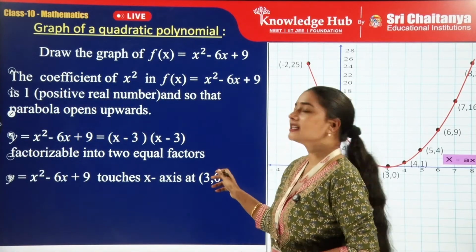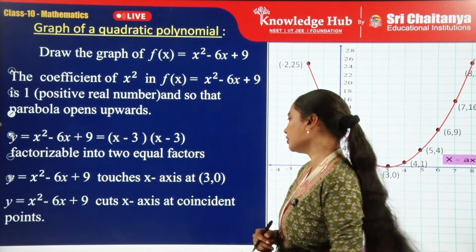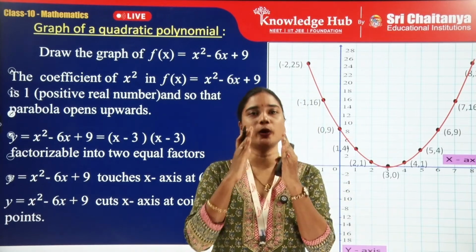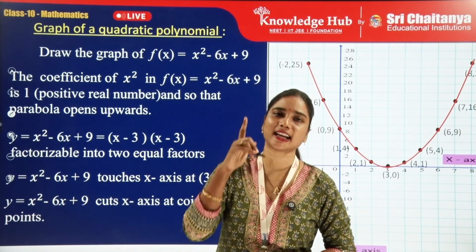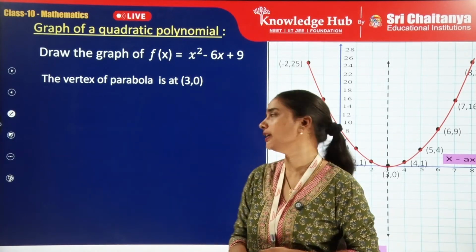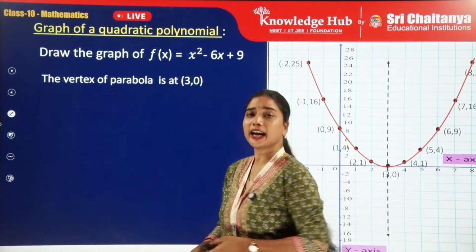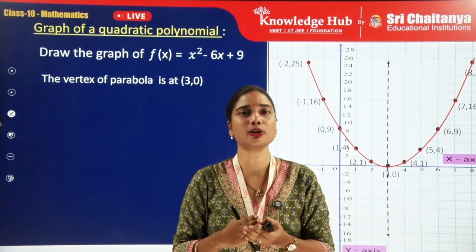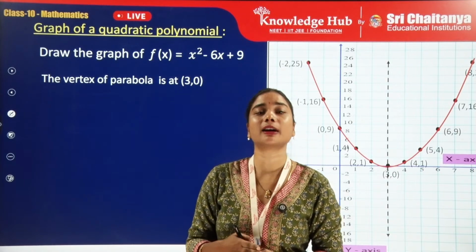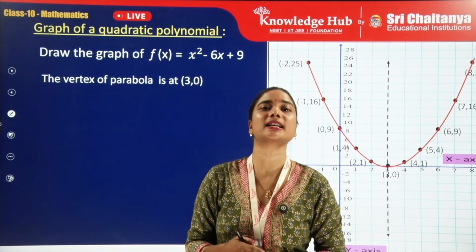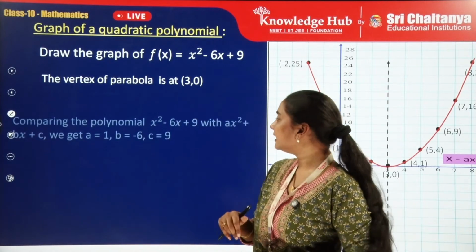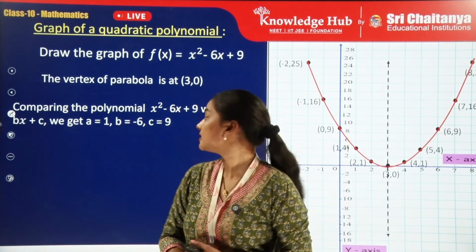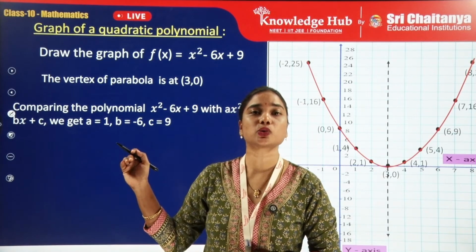So, the parabola meets the x-axis at the point 3, 0, and the two points are the same, that's why the two points coincide and the parabola touches the x-axis at only one point. After that, we have to find the vertex of the parabola. As the two points touch at 3, 0, the vertex of the parabola is also the same. It is 3, 0.